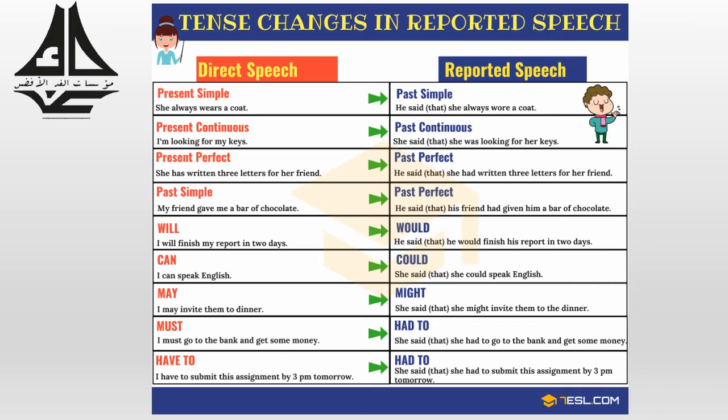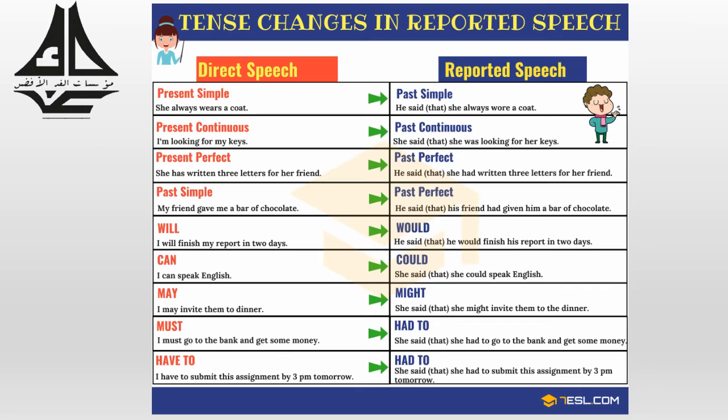The present continuous is changed to the past continuous. For example, I'm looking for my keys. She said that she was looking for her keys. The present perfect is changed to the past perfect. For example, she has written 3 letters for her friend. In reported speech, he said that she had written 3 letters for her friend.